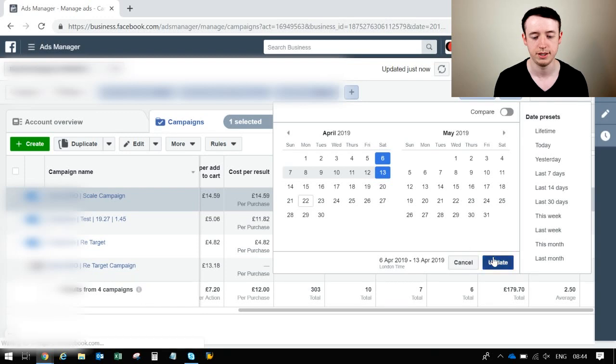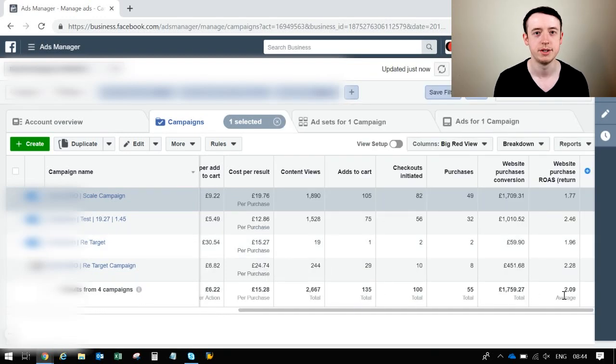So if I just do the full week to see what we were at, a 2.09 ROAS across the full week. So a 1.45 break even. That's profitable over 7 days, even with the ad sets that weren't working. Obviously, I'm still testing at this point. I'm still figuring out which ad sets are working. So to be in a profit at this point is quite good.